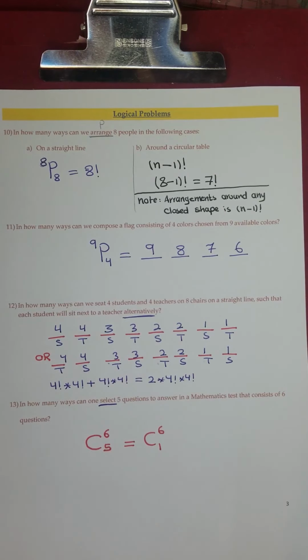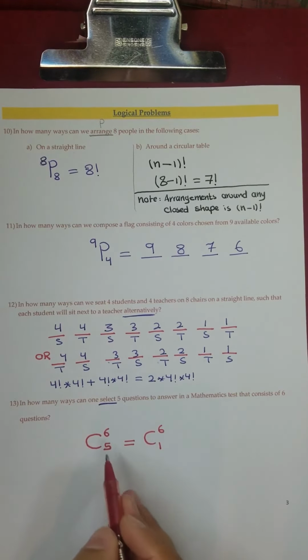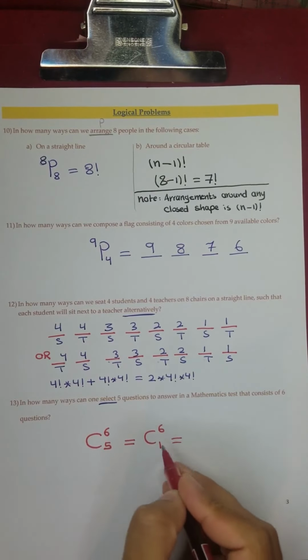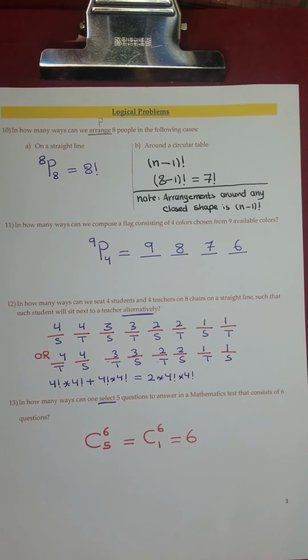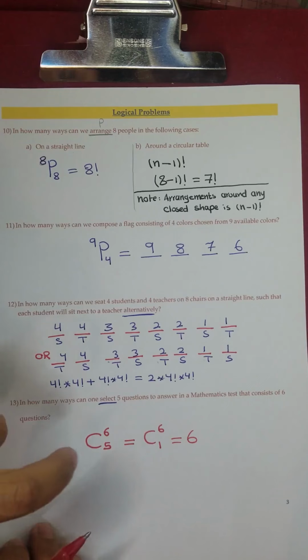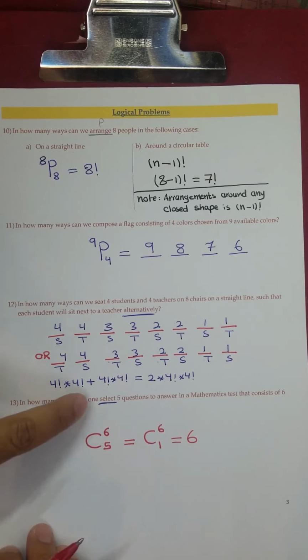Please watch these videos in order so that you understand what I am saying. We can write combination 6, 5 as 6, 1 because of the reduction rule, and 6, 1 is 6. So the answer is 6. So in how many ways can we select 5 questions to answer in a math test that consists of 6 questions, it is 6 ways. And that's it. So this question was a combination question. Why? Because it's only selection and there is no arrangement. So whenever there is no arrangement, it's a combination question.